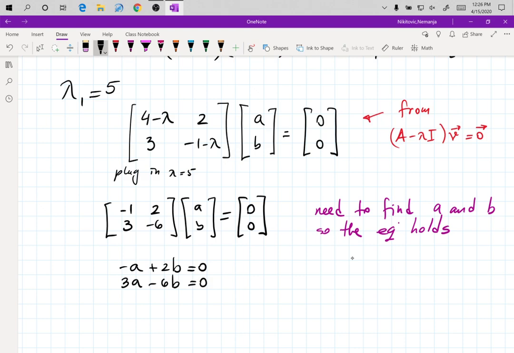So now, there are infinitely many solutions. You just need to find one. Any one works. You can pick your A or your B to be a value. Let B equal 1. It doesn't matter. Pick A to be 7. I don't care. Just pick something, right? And plug it in.